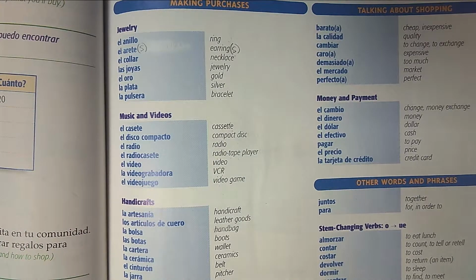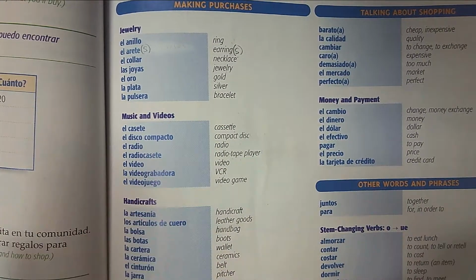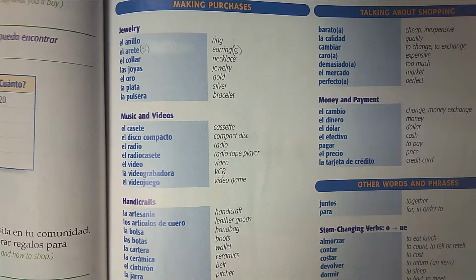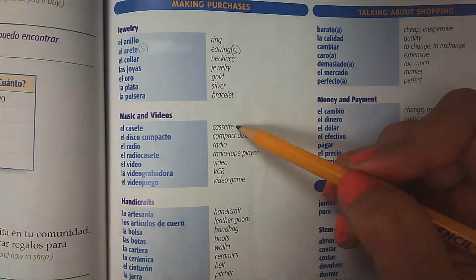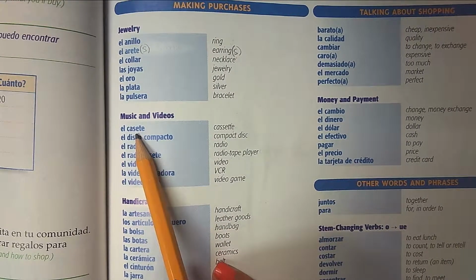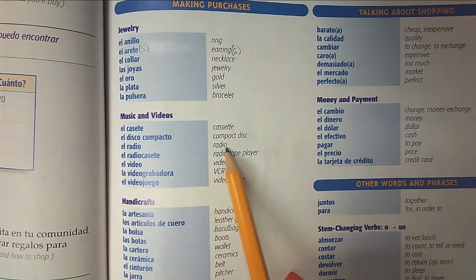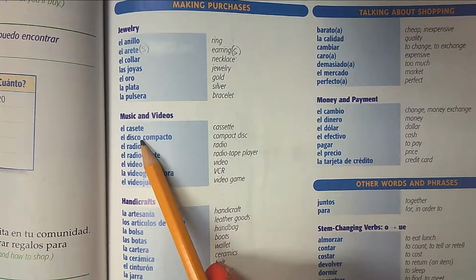So, you may not use this vocabulary now because there's things that we don't use, but for the sake of our exercises that we're going to be using in just a few minutes, we kind of need to be familiar with these terms, okay? So let's go down them anyways. A cassette is el casete. A compact disc or a CD, right? El disco compacto.